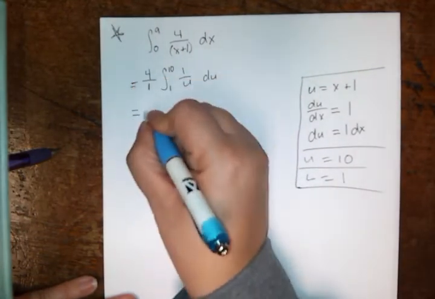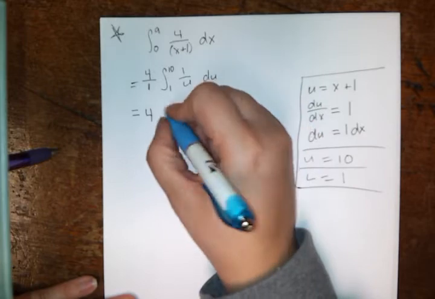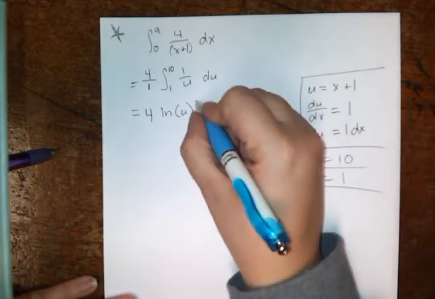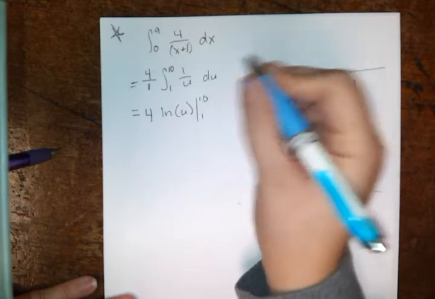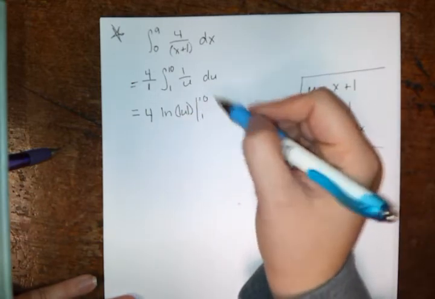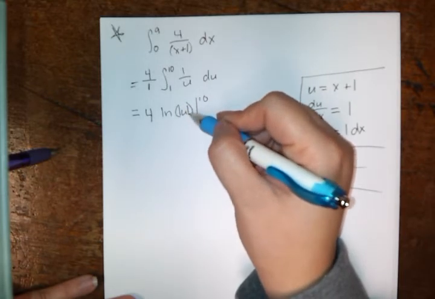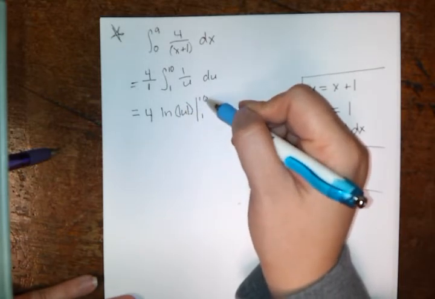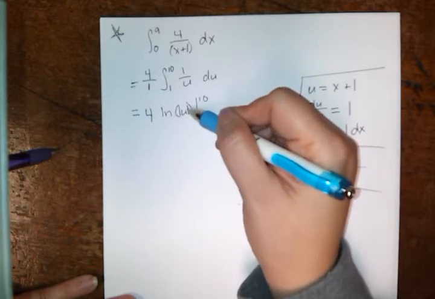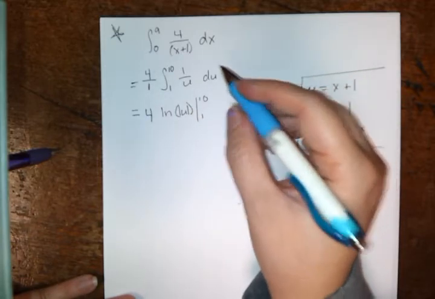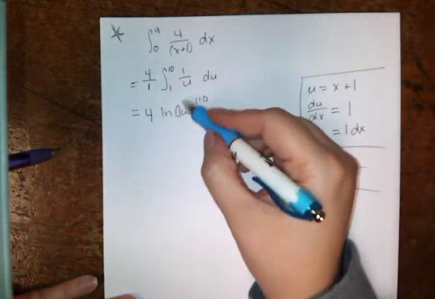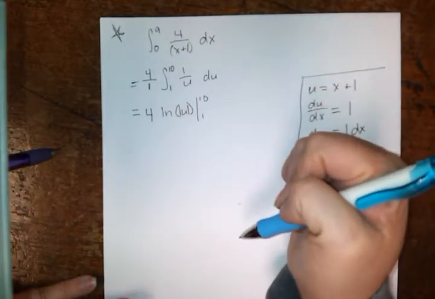Do some simplification. This integral is the natural log of the absolute value of u, and we're doing this from 1 to 10. I said absolute value, I didn't write it, but as we talked about before, I can get rid of those absolute value signs because both of these numbers are positive. If one of them was negative, we'd have an issue and we'd need those absolute value signs. But because both of these numbers are positive, that's not a problem. So we don't have to worry about the absolute value anymore.